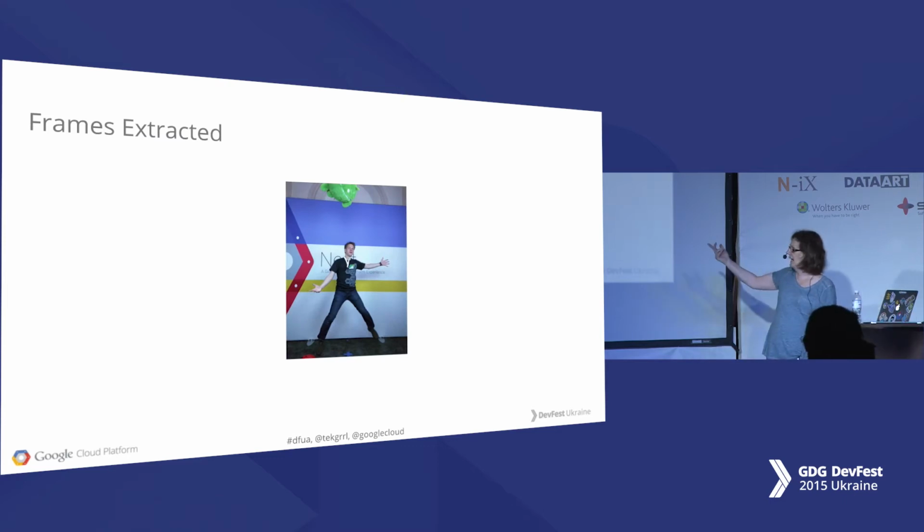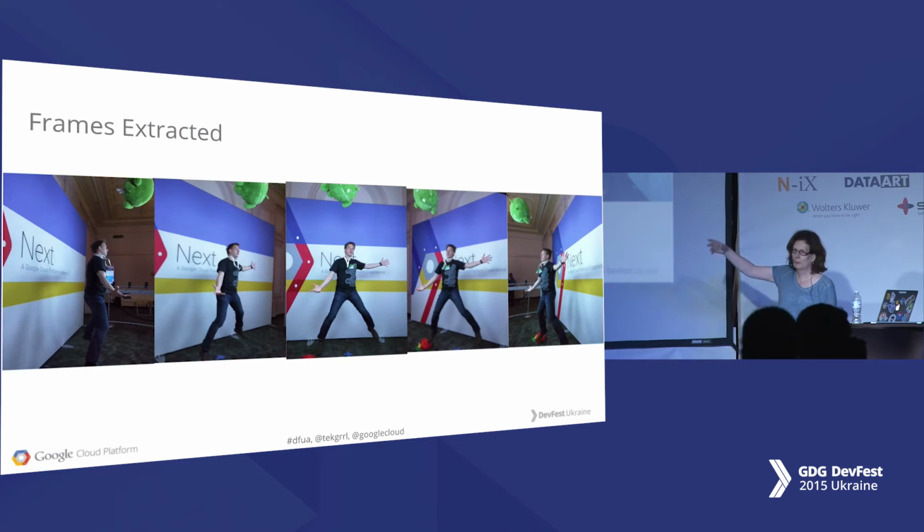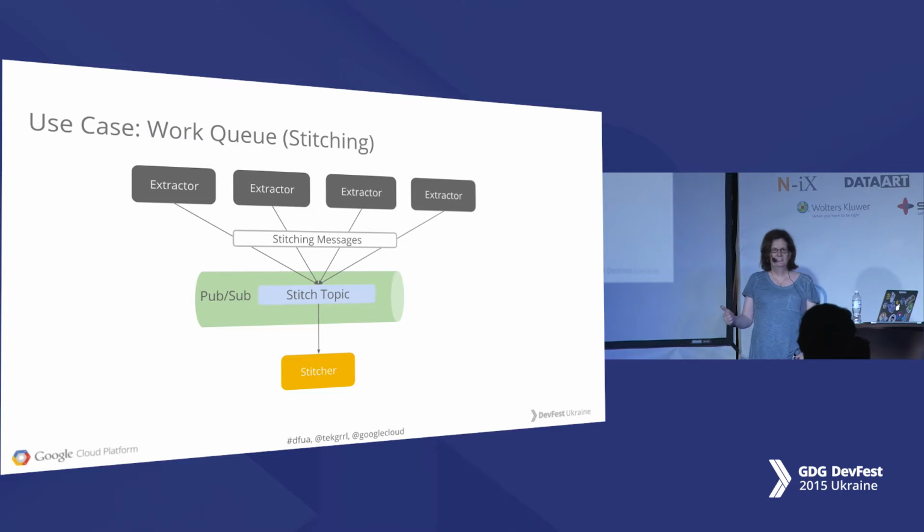And this is what a frame extracted looks like. And here's 5 frames from a series. There will be 19 in the end. Then we have the stitching topic. The stitching topic will be fed by extractors. So we will have extractors publishing to the topic.